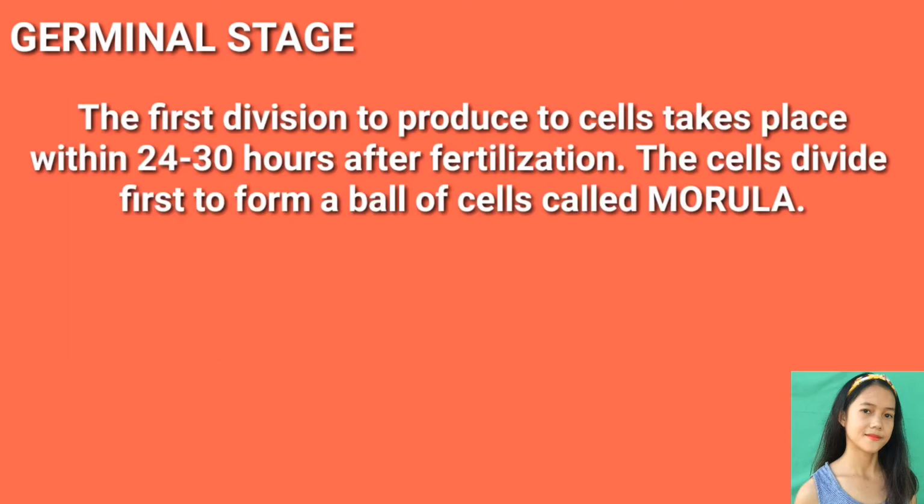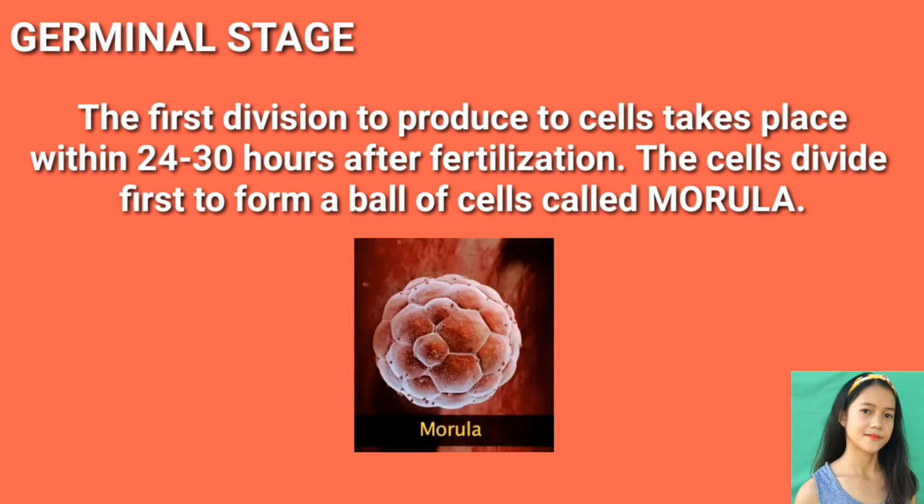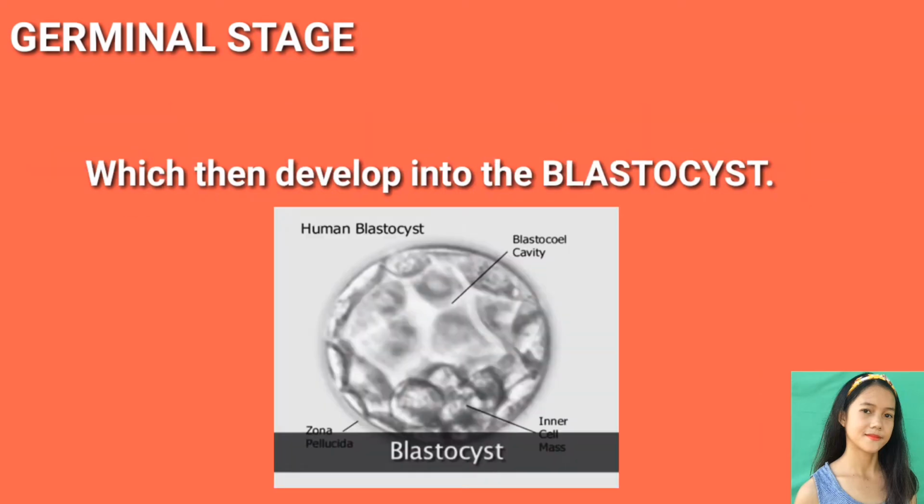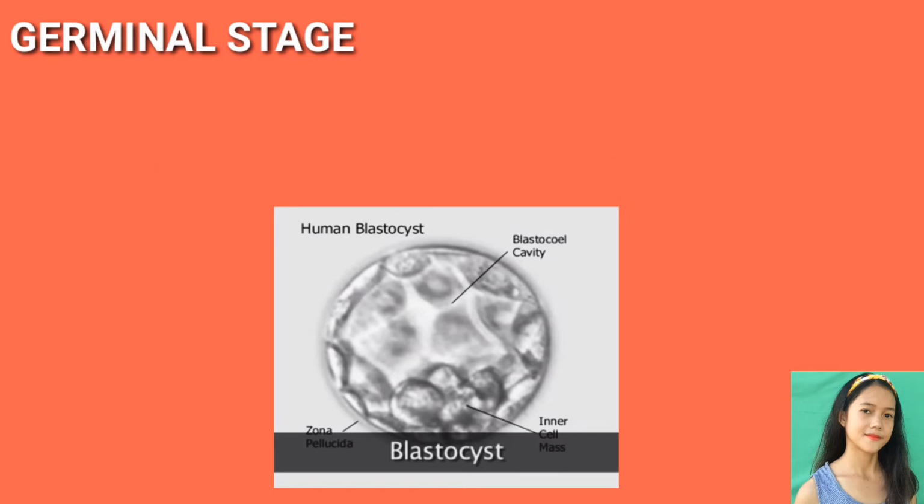The fertilized egg, which we call the zygote, is a single cell, but it soon begins to divide. The first division to produce 2 cells takes place within 24 to 36 hours after fertilization. The cells divide first to form a ball of cells called the morula, which then develops into the blastocyst, which involves the formation of a cavity within the morula.